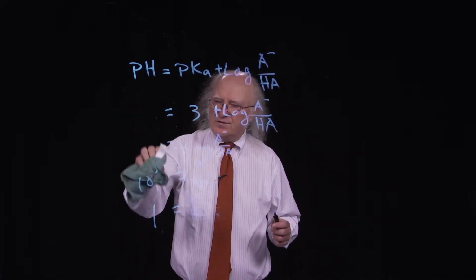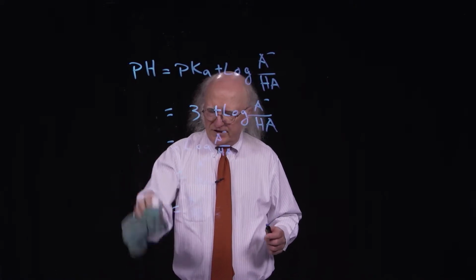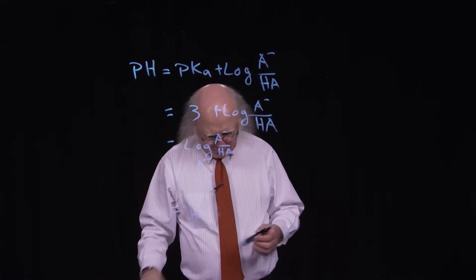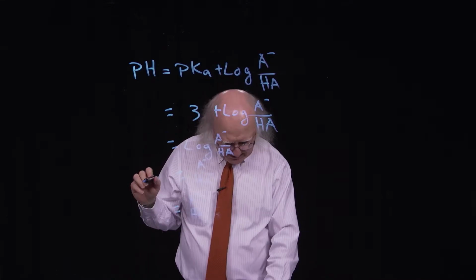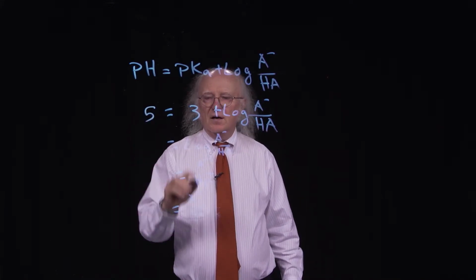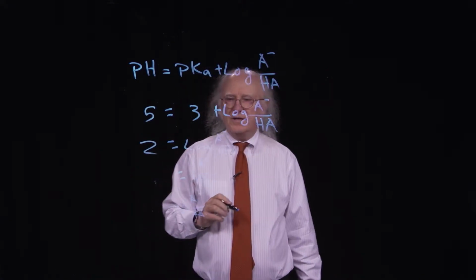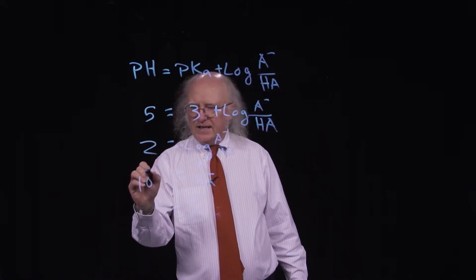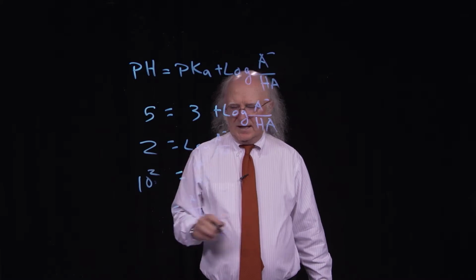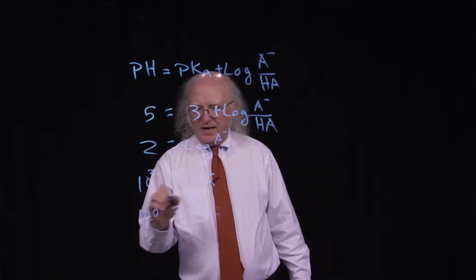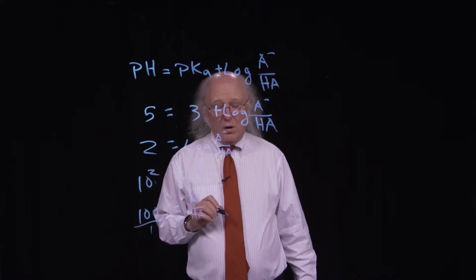Plugging in the other numbers, we can see how this ratio continues to change. If we, for example, say have a pH of 5, then when I bring the 3 over, I say that 2 is equal to that, or that 10 to the second power is equal to that. In this case, I have a ratio of A minus to HA of 100 to 1.